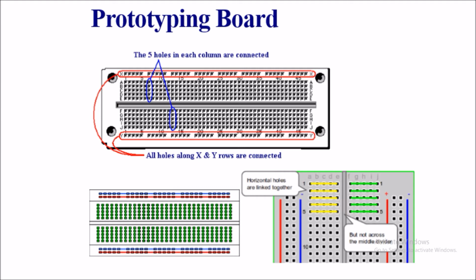The prototyping board helps me to do experiments and to connect electric or electronic circuits using capacitors, inductors, resistors, batteries, Arduino boards, any transistor, any type of diodes, and I connect them. But here we have a rule or a fact that every 5 holes connected in a column are treated as 1 point. And in the horizontal picture, all holes along the X and Y rows are connected.